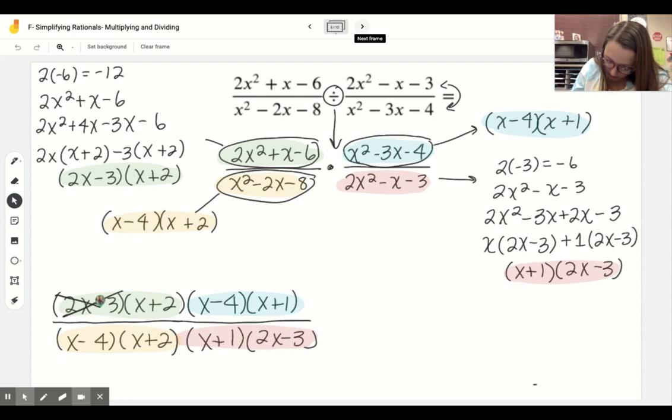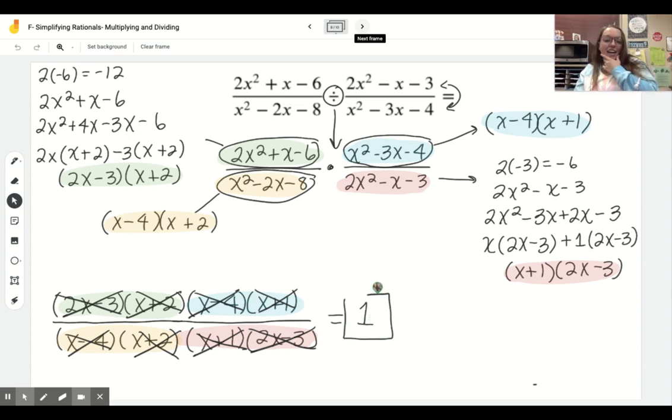The 2x minus 3's cancel. The x plus 1's cancel. The x minus 4's cancel. And the x plus 2's cancel. Anything divided by itself is 1. So after all that, my final answer is just 1.